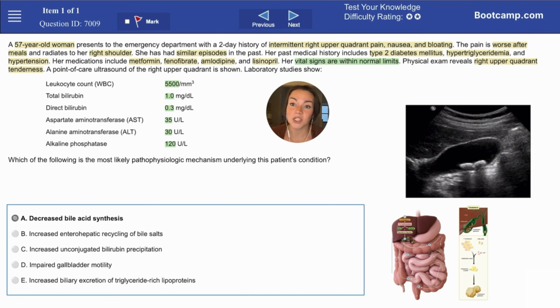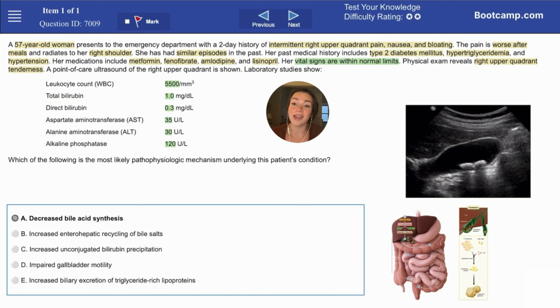Great. So the question wants to know which of the following is the most likely pathophysiologic mechanism underlying the patient's condition. So this patient is having intermittent right upper quadrant pain, worse after meals, radiating to the right shoulder. She's had it before. This is a classic story for biliary colic. Her vitals are within normal limits, so she has no fever. Her white blood cell count is fine. She has no sign of infection. Her liver function tests are normal, so there's no evidence of a damaging obstructive process.